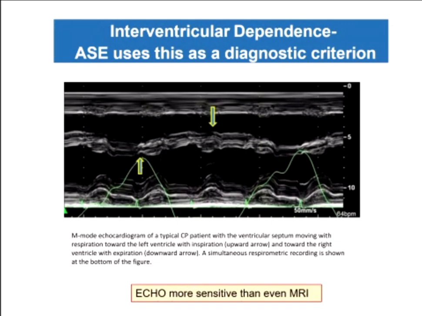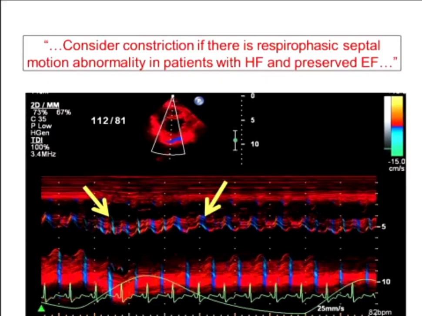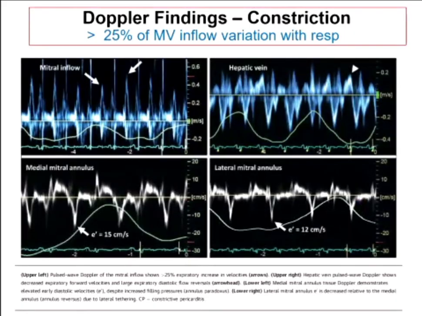As I said, ACC uses this as a diagnostic criterion, and they even go on to say that echo is more sensitive than even MRI. And the line which is mentioned is: consider constriction if there is a respirophasic septal motion abnormality. Respirophasic septal motion, that's your first branch point in patients with heart failure and preserved EF.